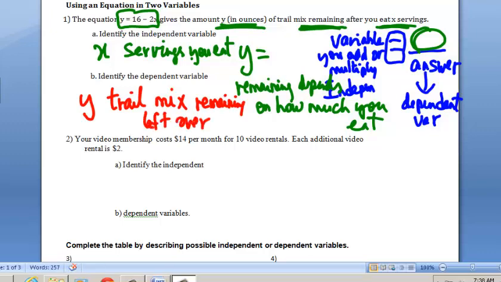All right, let's go ahead and I want you to finish the second one. The video membership costs $14 a month for 10 video rentals, and each additional rental is $2. So I want you to figure out what the independent variable would be and what the dependent variable would be. That means what are you changing and what is changing. Cause and effect. The best way to think about it is cause and effect.